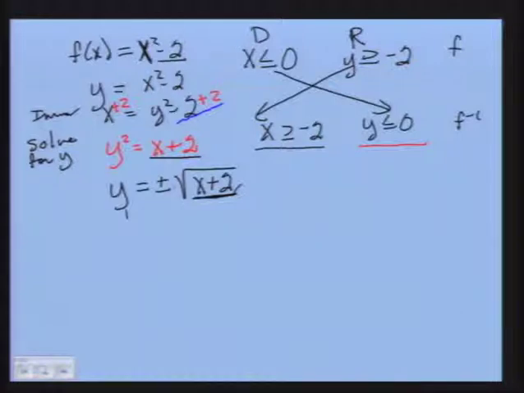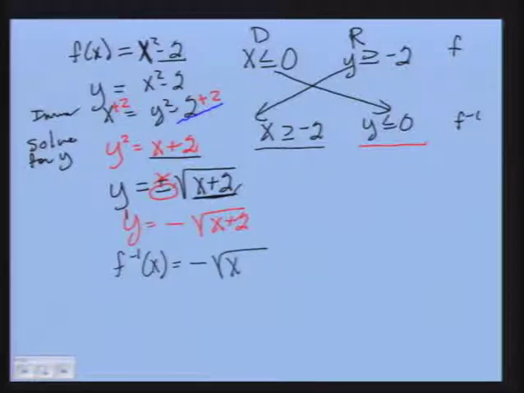If y is negative, we would have to pick this sign and not this one. So we really have y equals the opposite of the square root of x plus 2. So now f inverse equals the opposite of the square root of x plus 2.